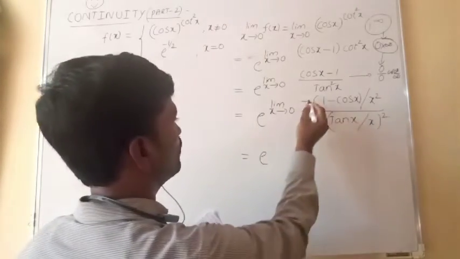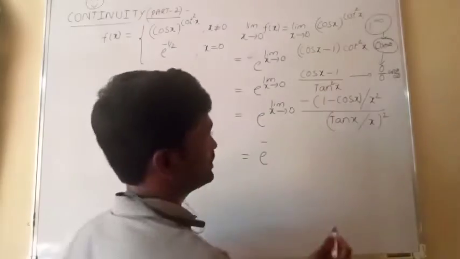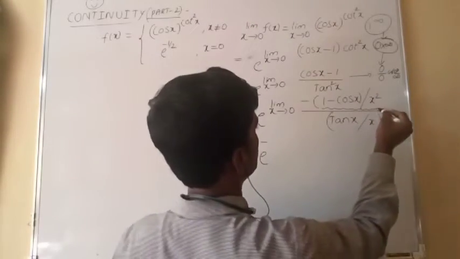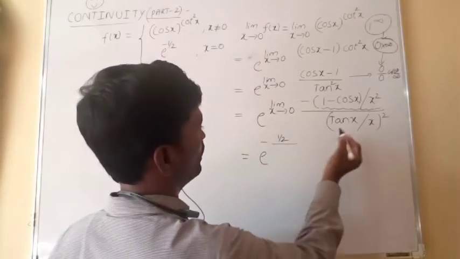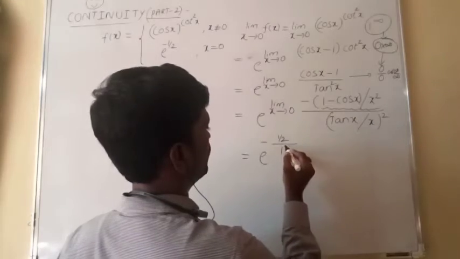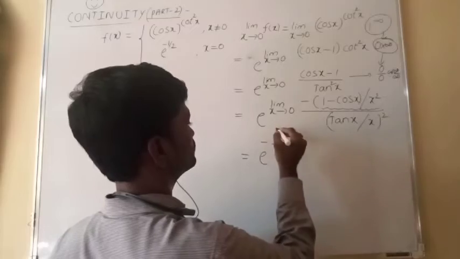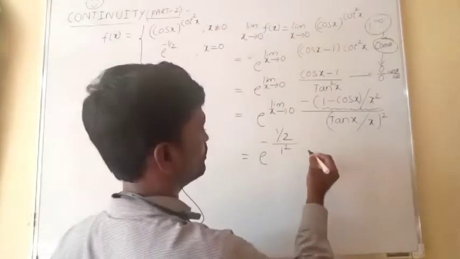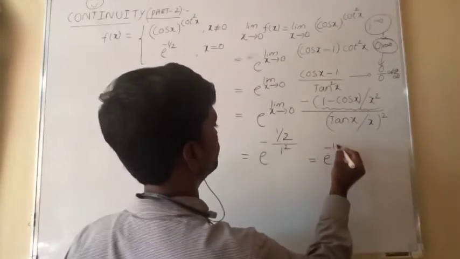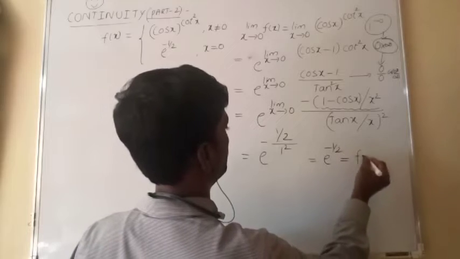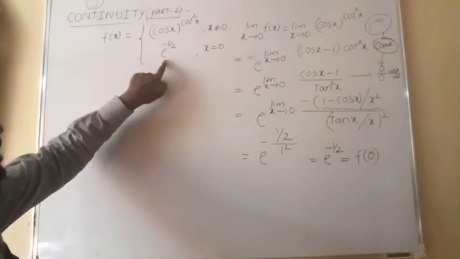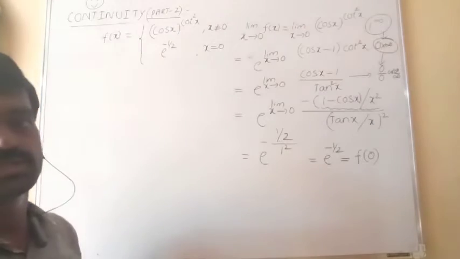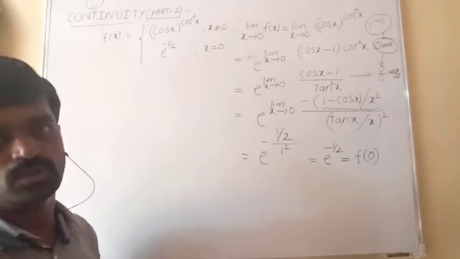So e power minus as it is, and it is the standard limit. (1 minus cos x) by x square when x tending to 0 is what? 1 by 2. And tan x by x is tending to what? 1 square. So 1 by 2 divided by 1 square, which is equal to e power minus 1 by 2. And it is same as value of the function at 0, e power minus 1 by 2. So thus this function is continuous at 0.